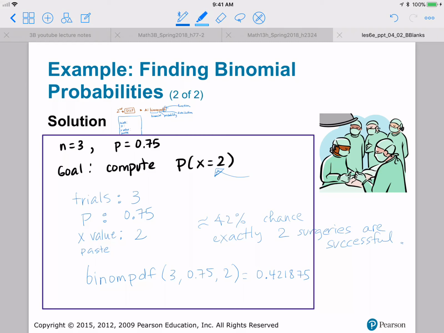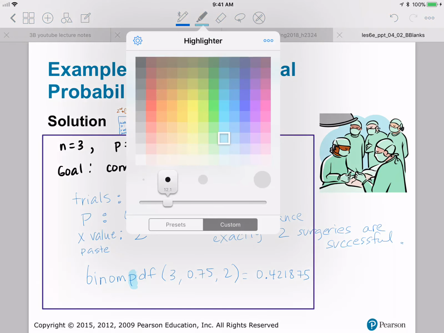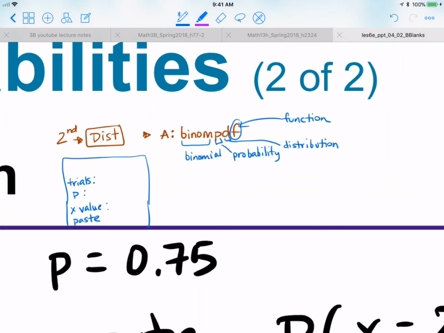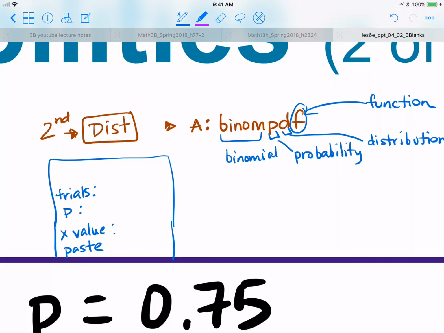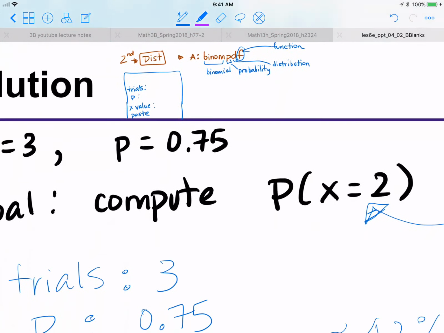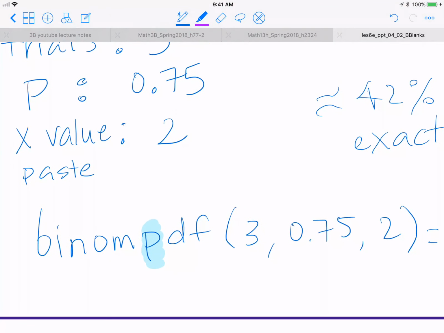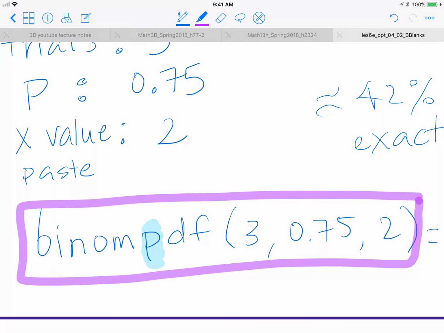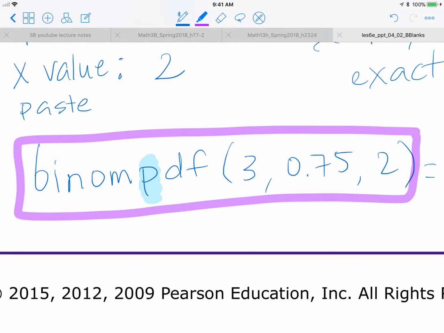So the key thing I want to point out here is that we're using Binomial PDF. If you have a TI-83, you won't have this window pop up. What you'll have to do is go to Binomial PDF, and then enter this information right here. So you'll get Binomial PDF, open parenthesis, and then you enter 3, 0.75, 2, close parenthesis, enter.